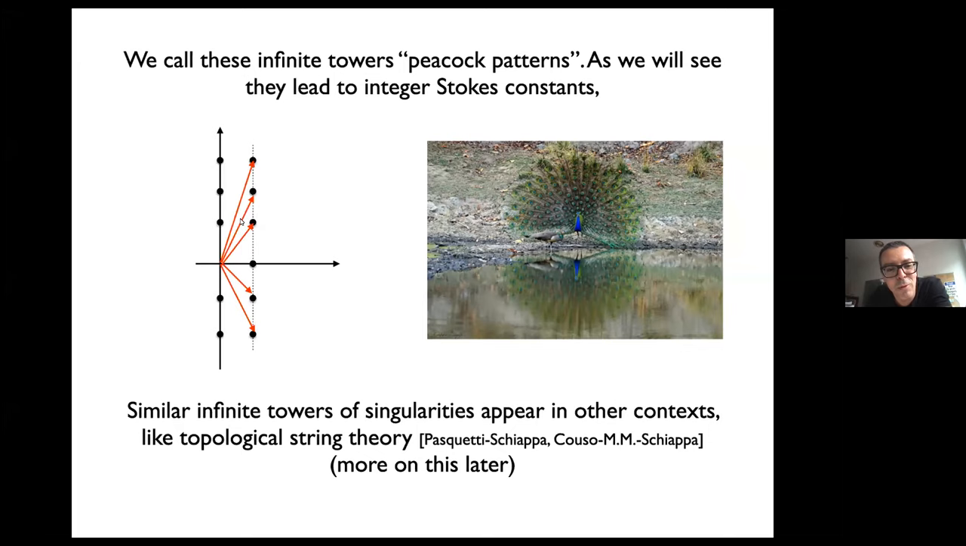And actually, as I said, this is a quite recurrent phenomenon. In retrospect, you realize that what people find in many other examples actually fits into this pattern. So these infinite towers of singularities appear in many other contexts, like, for example, topological string theory. One of the first examples is a paper by Sara with Ricardo Schiappa, where they actually show this. And I will come back, if time allows, to these examples in topological string theory later on.